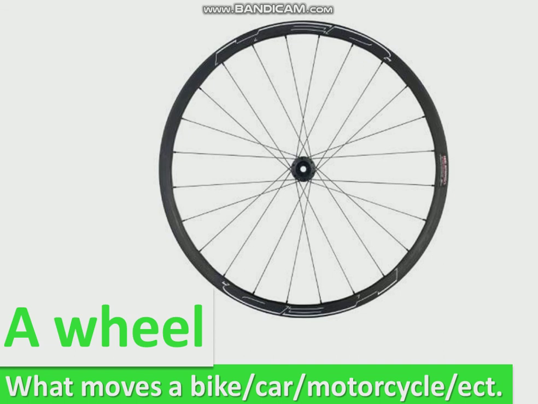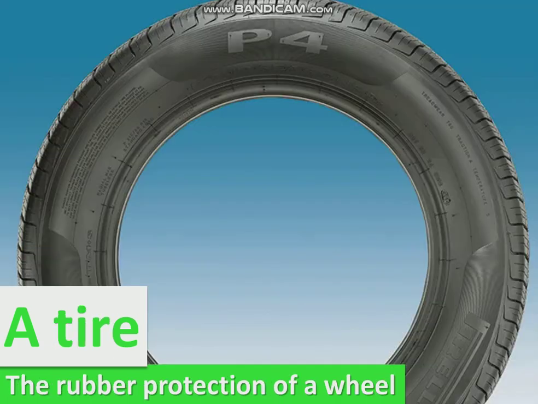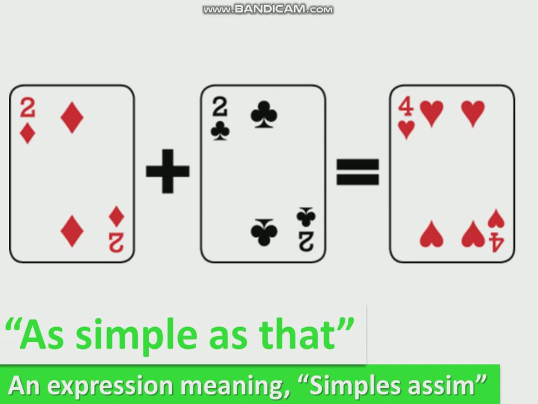This is a wheel. A wheel is what moves a bike, car, or motorcycle. A wheel is a roda in Portuguese. And this is a tire. A tire is the rubber protection of a wheel. A pneu in Portuguese. And the expression as simple as that. In Portuguese, it means simples assim. As simple as that.